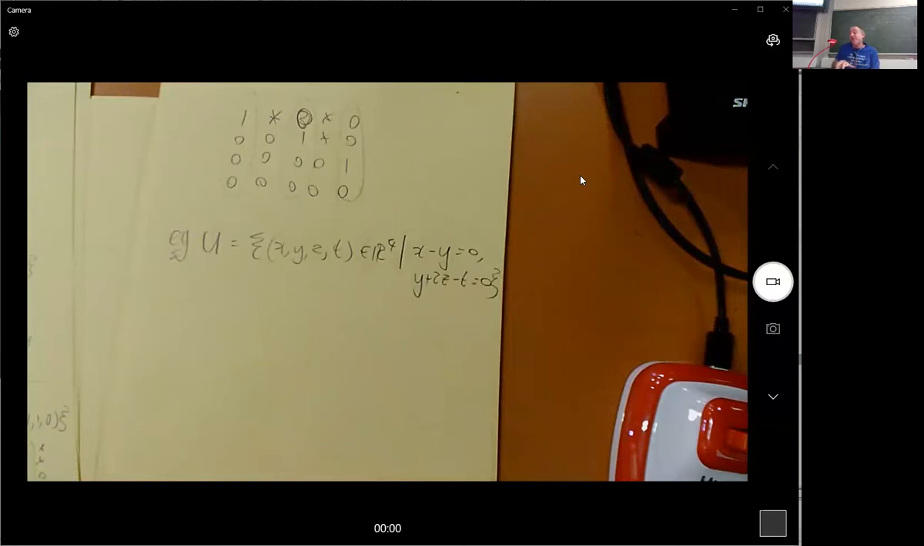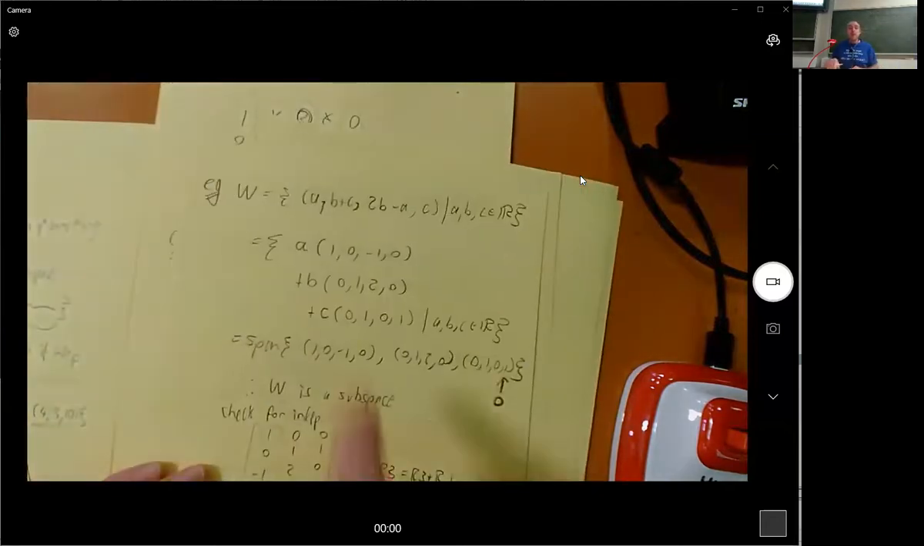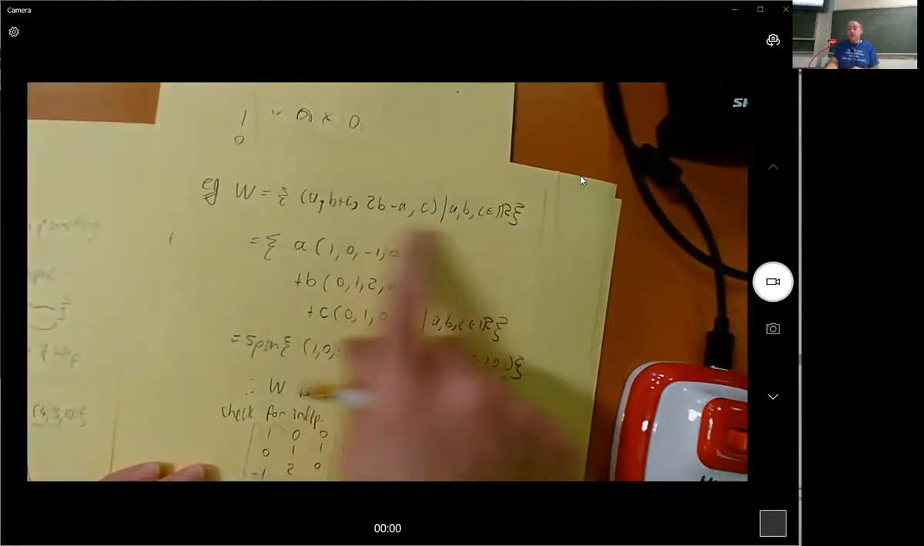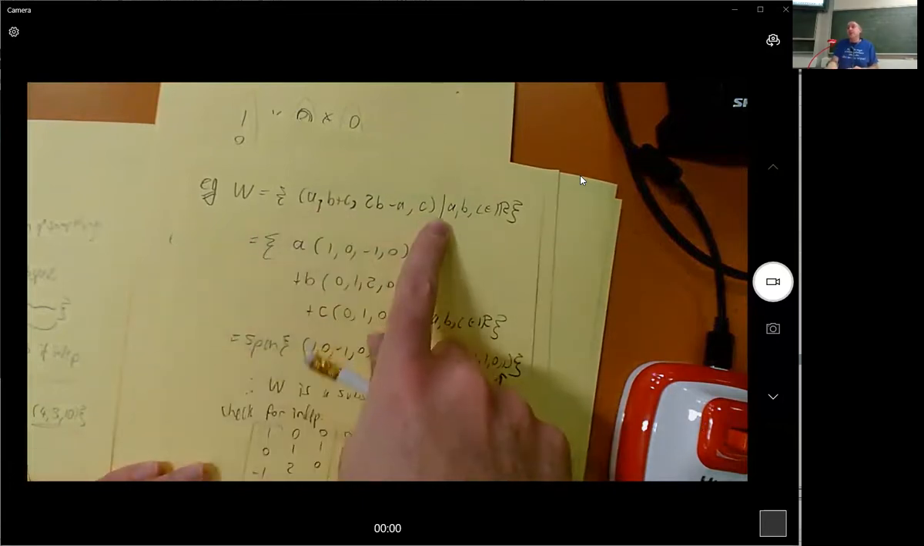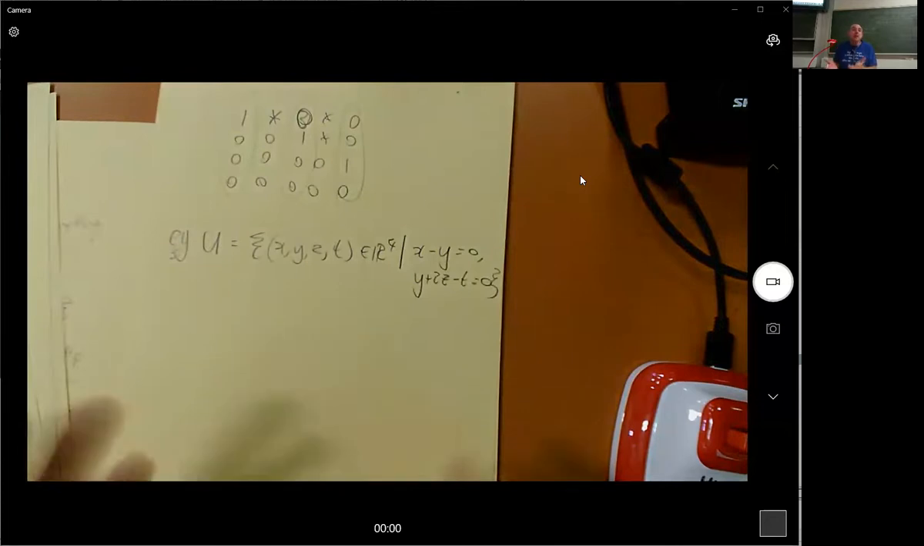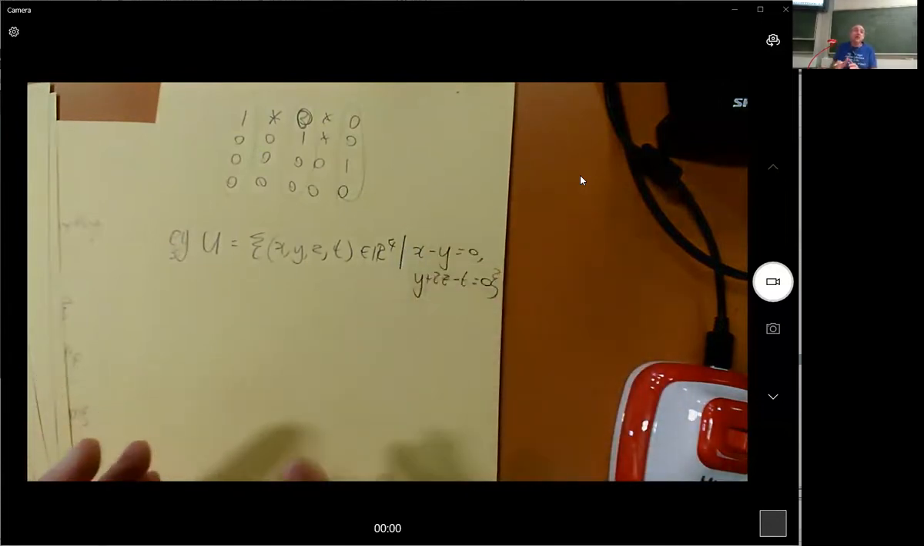This doesn't currently tell me what any of the vectors in the set actually are. The one back here told me what all the vectors were. I could pick A's, B's and C's and put them in and it would give me a vector that's in the set. This one doesn't tell me what any of the vectors are, but it does give me a rule to decide if a vector I happen to think of is actually in the set. So that's why it's different.